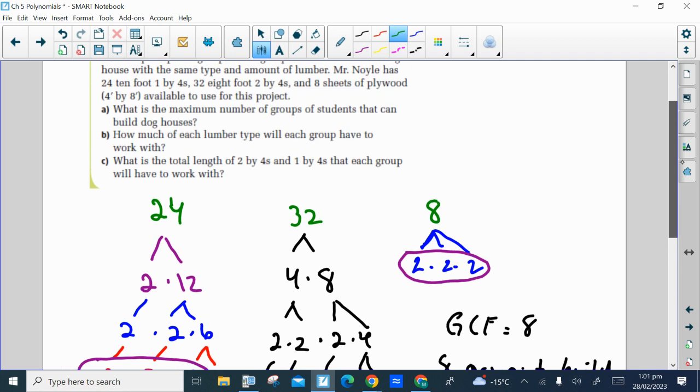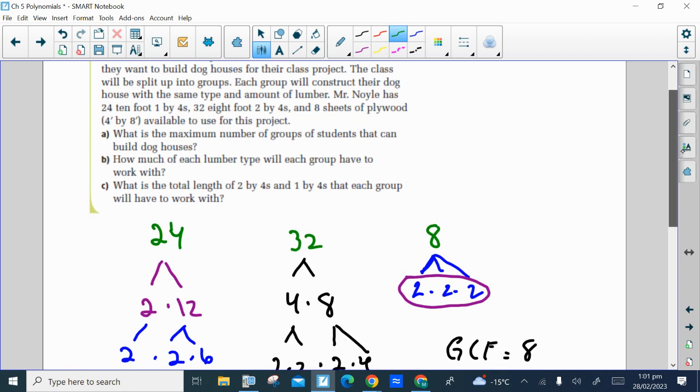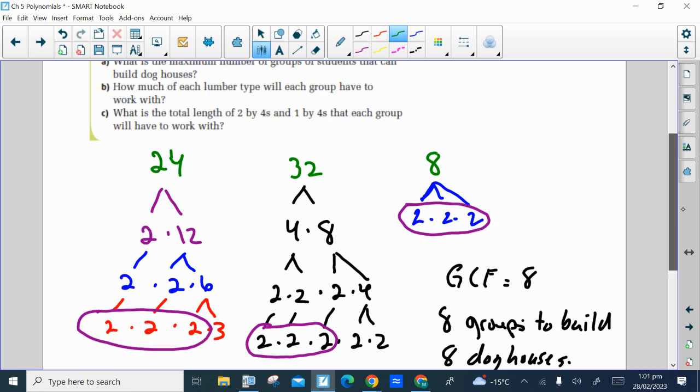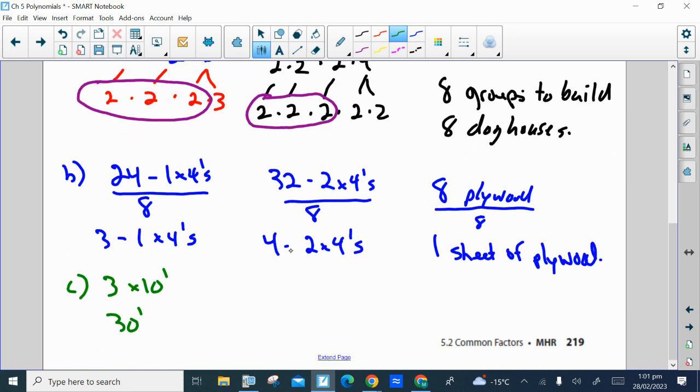The 2x4s, there are 32, and they were 8-footers. So each of these 2x4s are 8 feet long, and each group has 4 of them to work with. So 4 times 8 will be 32 feet worth of the 2x4s.